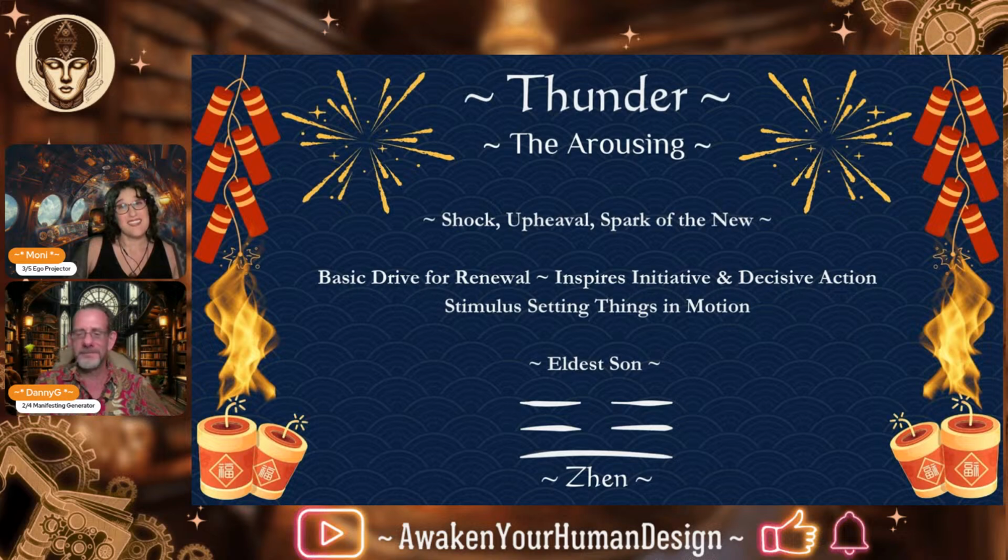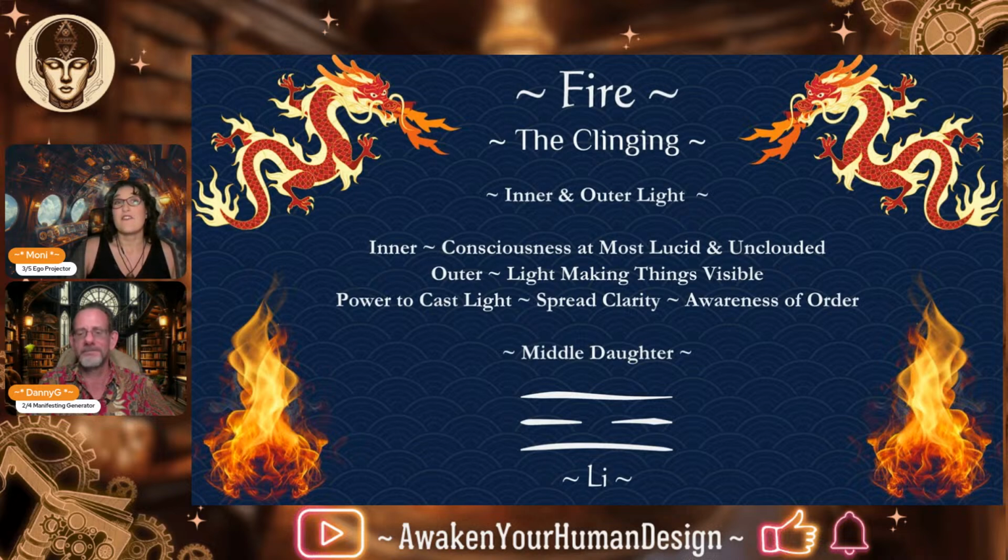So that's thunder, the arousing. It is that shock and spark of the new. Next up, we have fire, which is the clinging. And fire is inner and outer light. As inner light, fire is consciousness at its most lucid and unclouded. And as outer light, fire is the light that makes things visible. Fire is the power to cast light, spread clarity, and awareness of order. In the Chinese, it's Li.